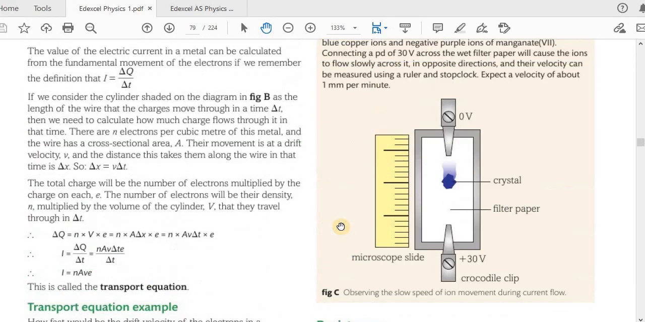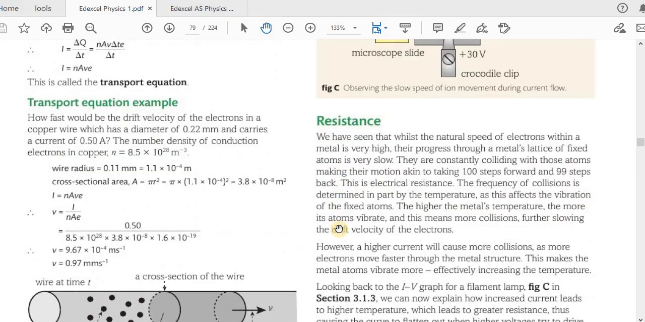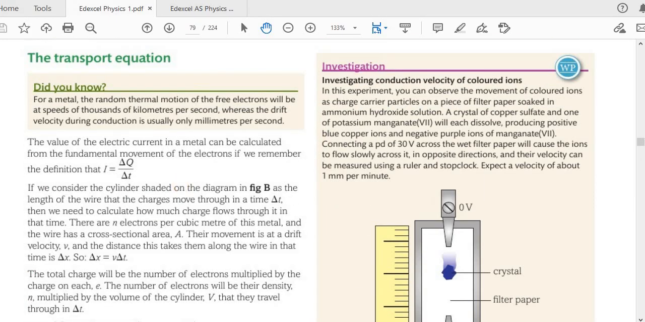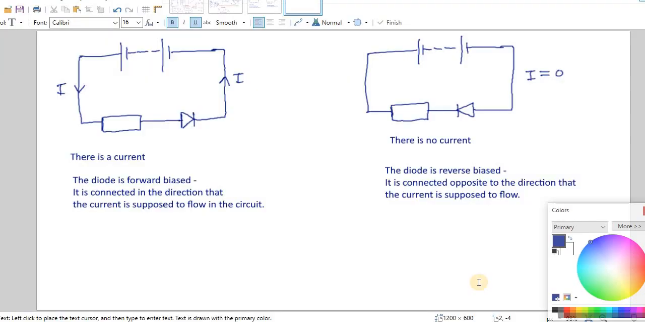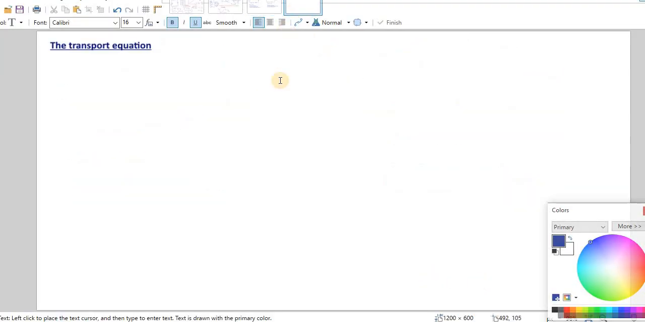Okay, so now you learned that equation, and also you learned how to do a calculation with that equation. Now we can maybe sketch some diagram for it. So imagine you have a cylindrical wire.